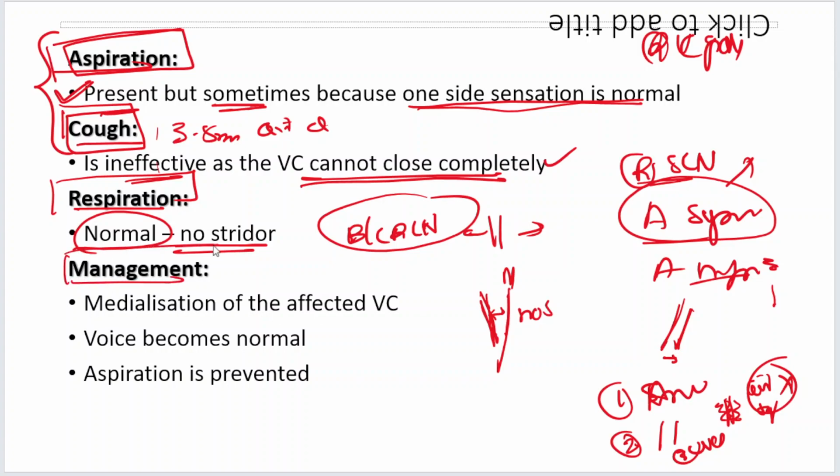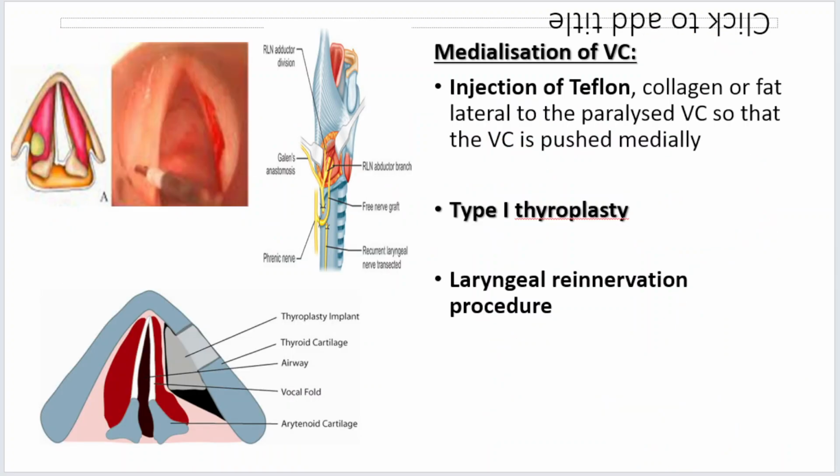What is the management of this case? How do you manage this case? You have to bring this vocal cord, which is in a cadaveric position, away from the midline, back to the midline. So bringing it back to the midline is called medialization of the affected vocal cord. When you bring it close to the midline, you don't have to bring it perfectly to the midline. You can bring it a little bit close to the midline also, like a paramedian position. The other vocal cord will come closer together and this will give a normal voice, and the aspiration is also prevented. So how do you medialize this vocal cord? How do you bring the vocal cord to the midline?